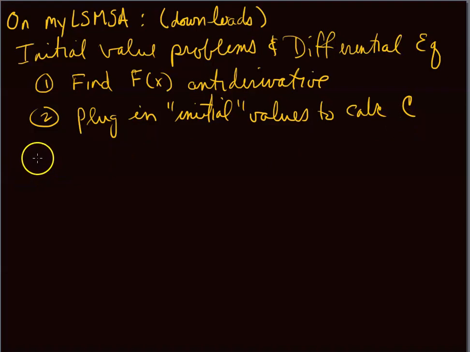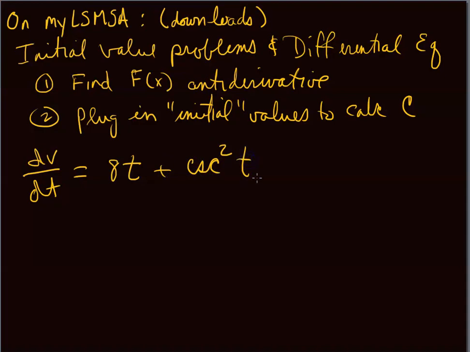Let's do another example. Suppose you're given that dv/dt equals 8t plus cosecant squared t. You're also given that v of pi over 2 equals negative 7. First of all, we've got to find the antiderivative. What was v of t to begin with?